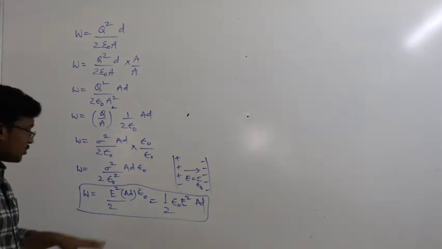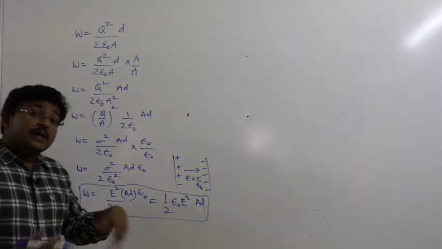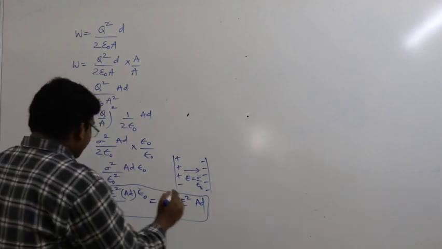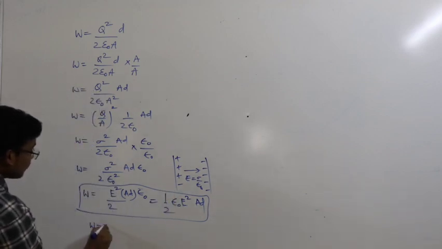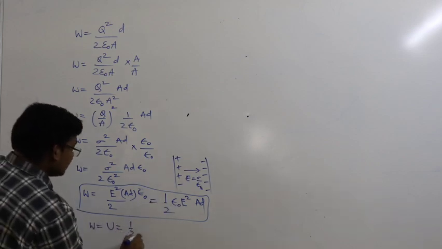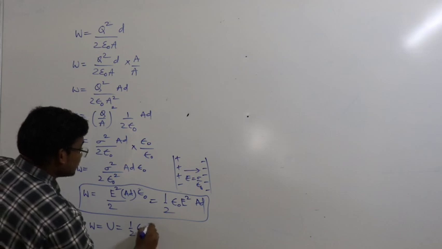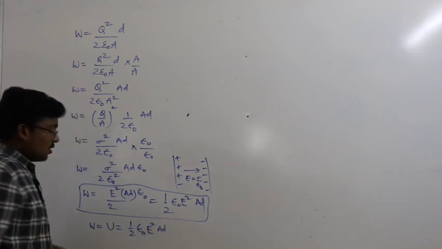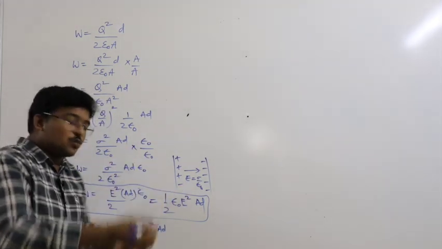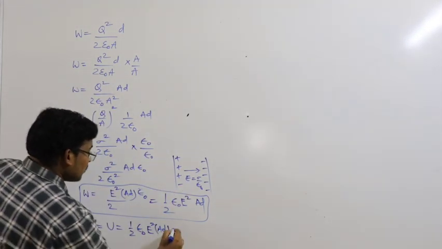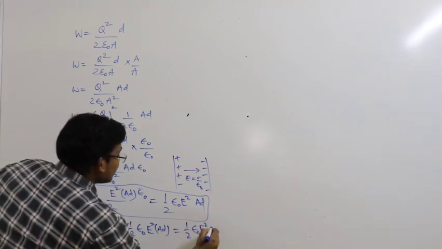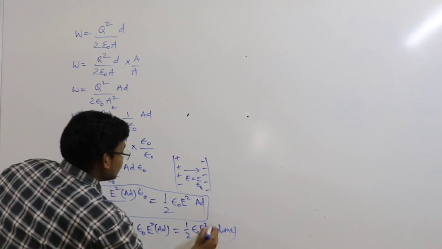This is the work done. Work done will be stored in the form of internal energy. Internal energy of the capacitor is nothing but half epsilon naught E square into AD. Now what is A into D? A is area, D is the distance, so that it can be volume. So you can write this as half epsilon naught E square into volume.